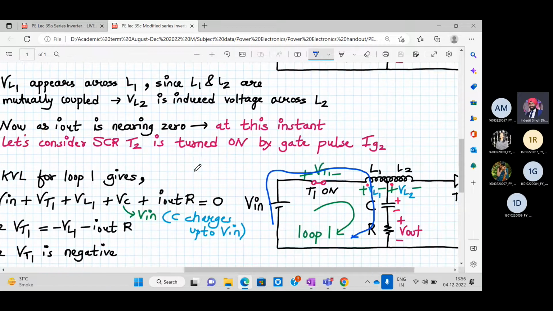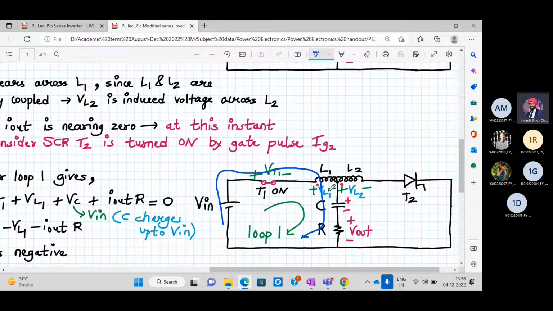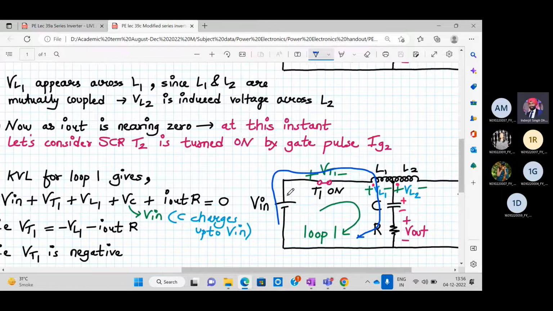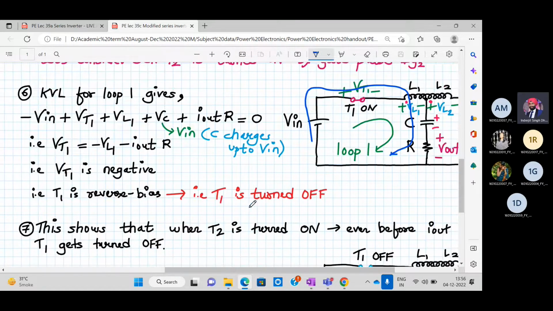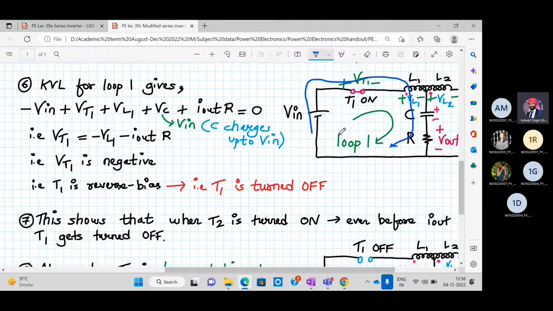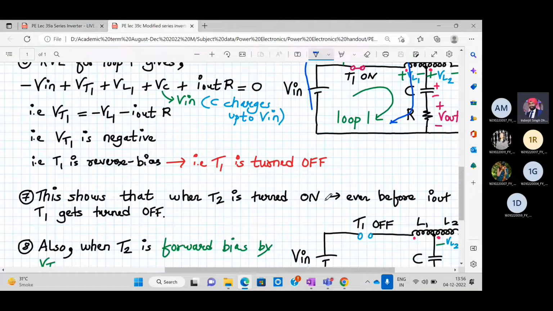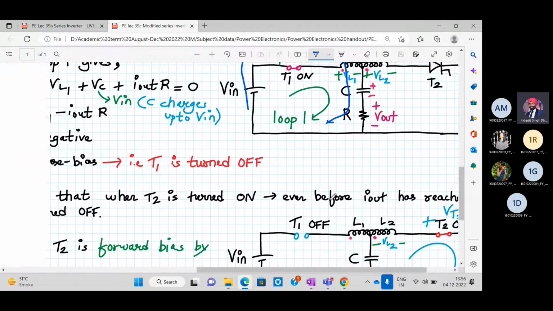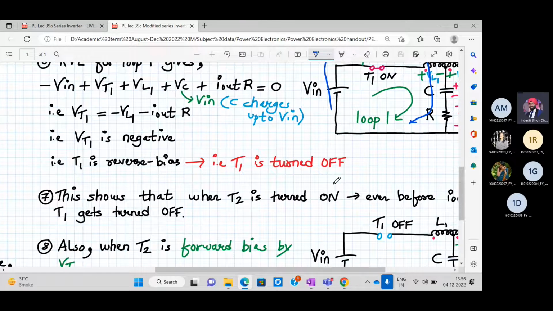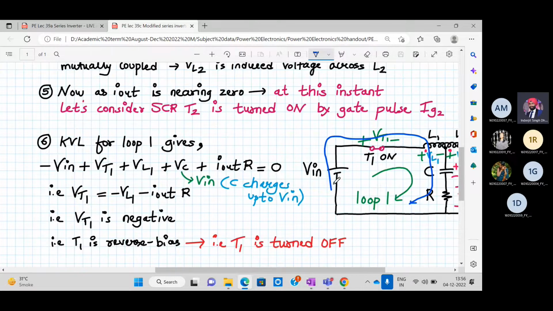So what happens over here? Because of voltage being induced, VL1 and VL2, if you apply the KVL over here, you will soon find out that VT1 turns out to be negative. Now if VT1 is negative, that means the voltage across the anode to cathode is negative in a SCR. So it will reverse bias and it will turn off immediately. So this shows that when T2 is turned on, even before I out reaches a 0 level, your T1 gets turned off. And that is how the problem of dead short circuit is solved over here.